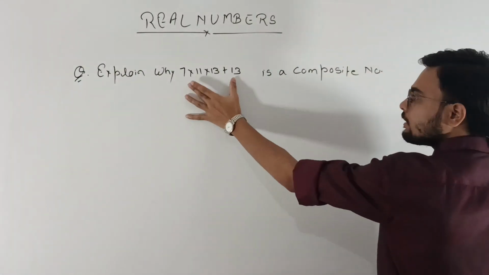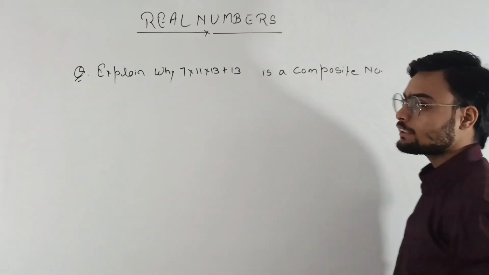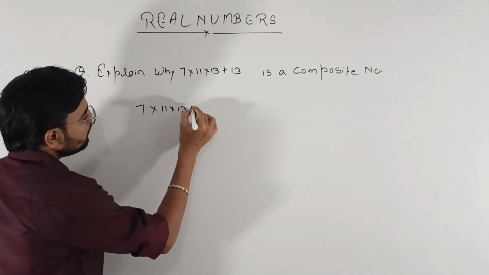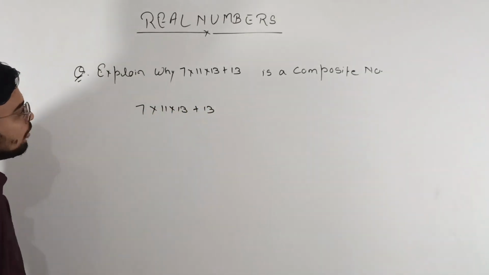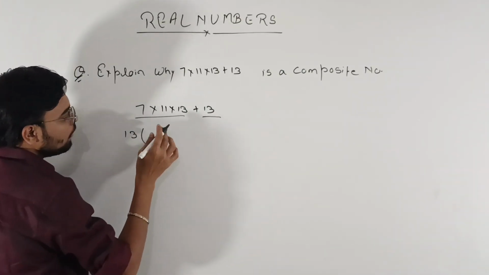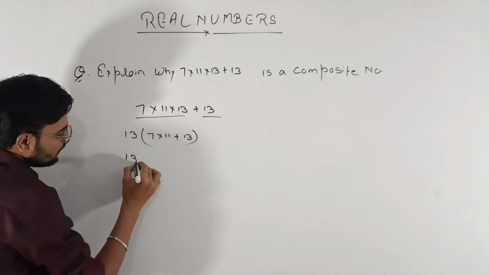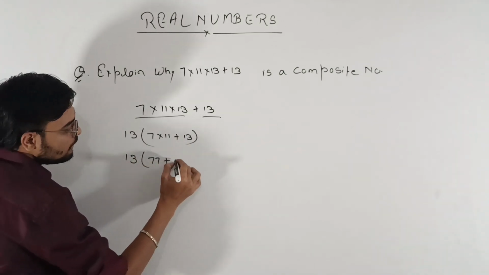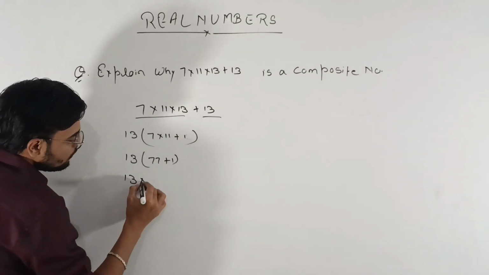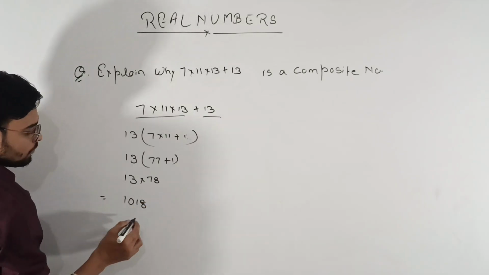Now let's see one more question. The question is: explain why this number, 7 into 11 into 13 plus 13, is a composite number. Again we do the same steps. First I write this number: 7 into 11 into 13 plus 13. Now, second step, I take 13 common from both terms. Then what are we left with? 7 into 11 plus 1. Then 7 into 11 is 77, plus 1 is 78. Now 13 into 78, if you multiply, becomes 1014.